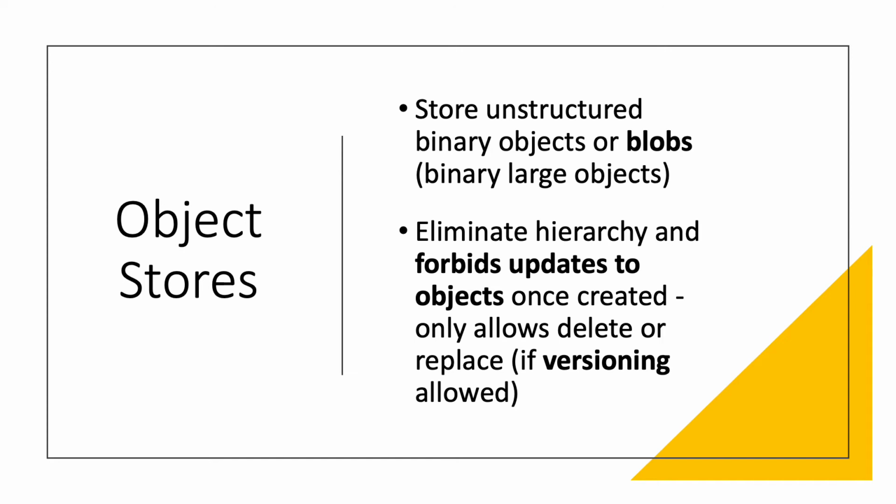So they're usually very large binary objects, and so they're called blobs. So in this way, you don't have a hierarchy, you just have blobs. There is a small hierarchy there, but one of the things that they have done, if you want to contrast them with file systems, is there's no hierarchy, and you cannot update objects or blobs. Once they're created, they're there. You can delete them or replace them. You can have versioning, but you don't update them.